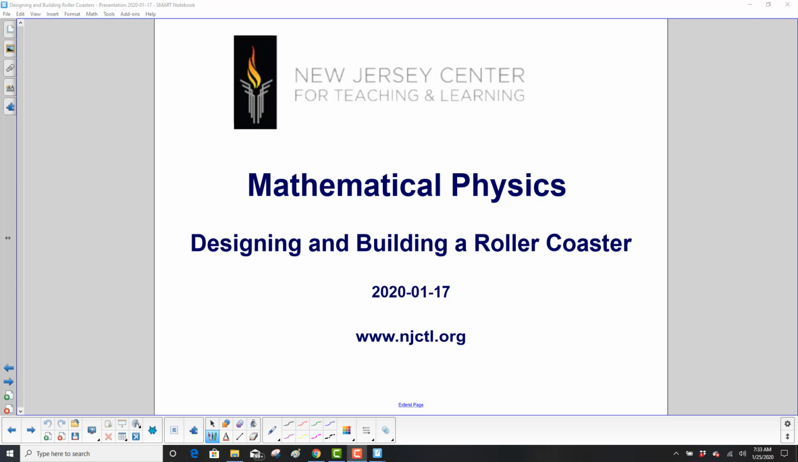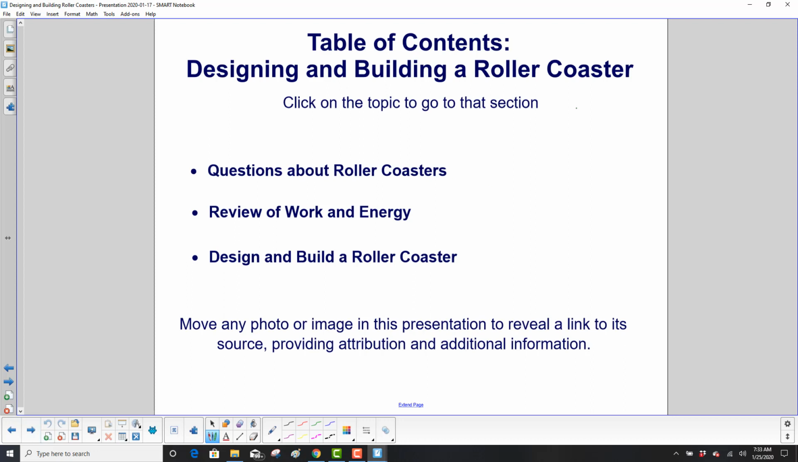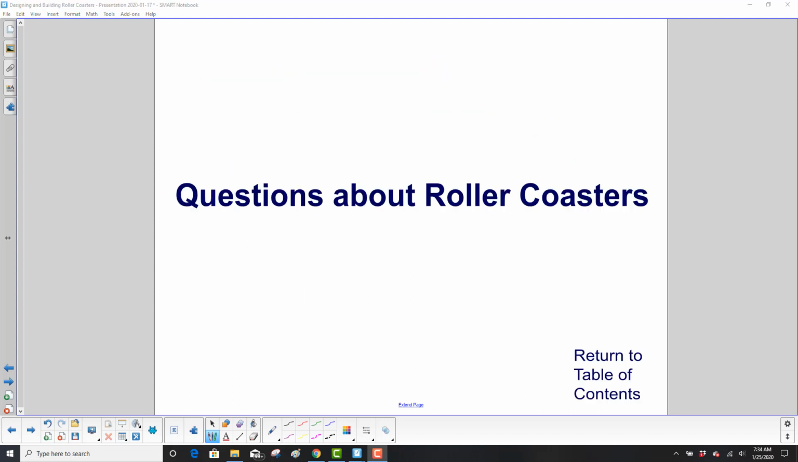Mathematical Physics, Designing and Building a Roller Coaster. We will review the questions we asked the first thing in this unit, the questions about roller coasters. We will then review work and energy, and then we'll talk about designing and building a roller coaster. Questions about roller coasters.